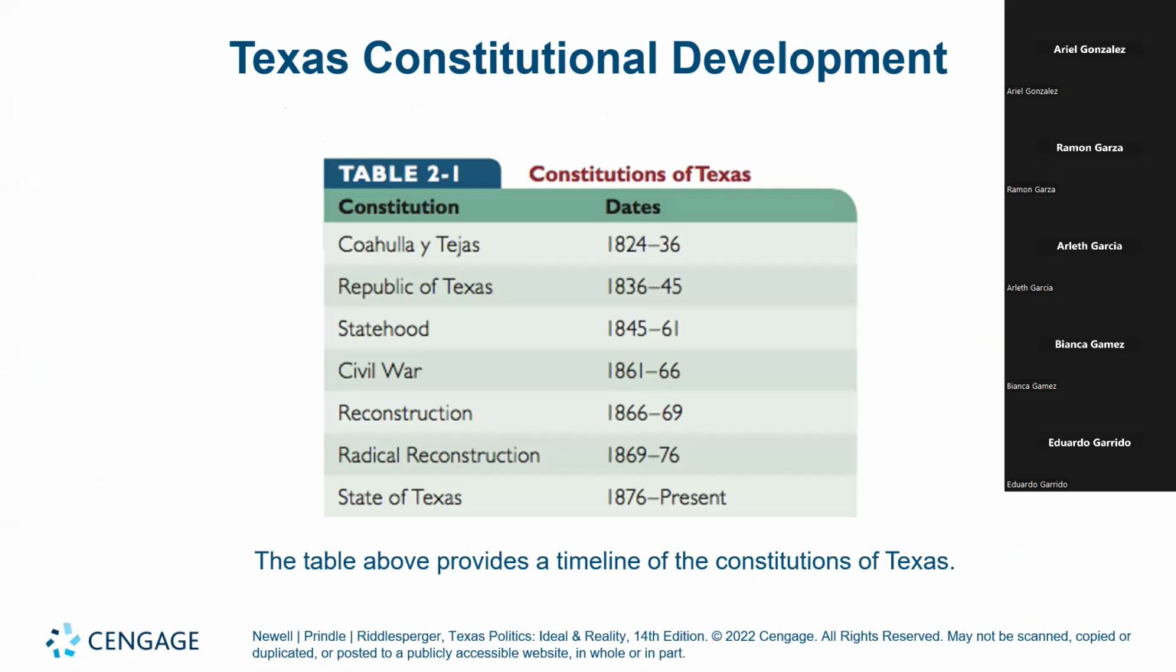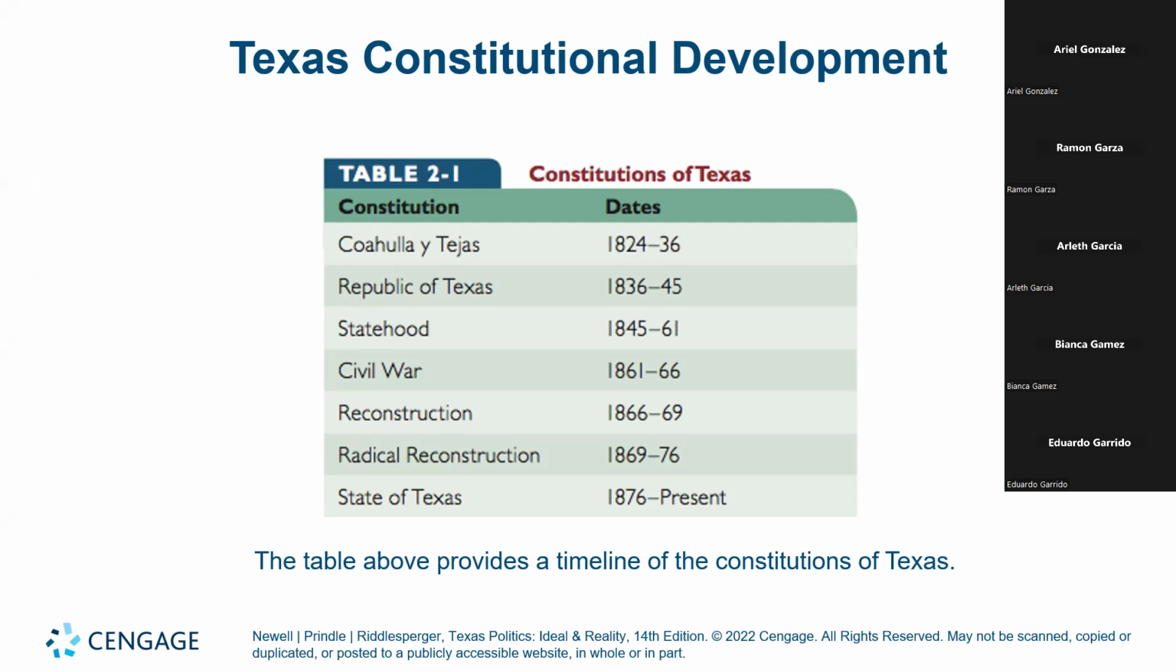Now, as you can see from this chart, Texas has had 7 constitutions since its inception, right? Going back to the time when Texas was conjoined with the state of Coahuila, and then moving on to becoming its own independent republic, then being admitted into the Union, and then leaving the Union as part of the Civil War.